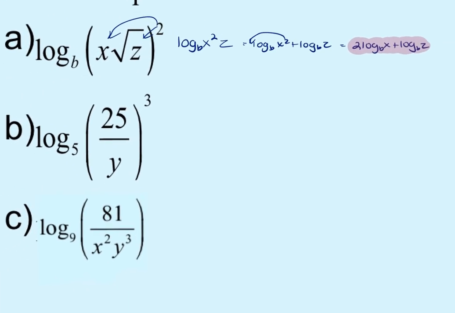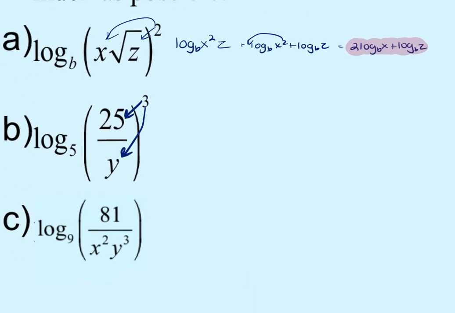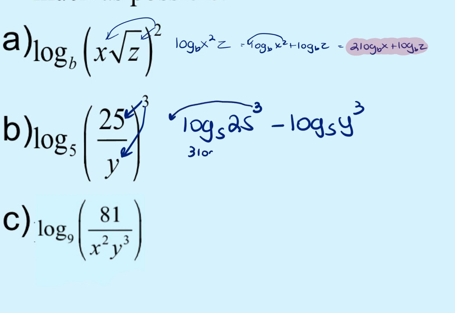All right, B, again, these both get the exponent of 3. So this is log base 5 of 25 to the third minus log base 5 of y to the third. Well, there are 2 different ways to do this. Log base 5 of 25 to the third, you can bring the 3 to the front: 3 log base 5 of 25. What's log base 5 of 25? It'd be 2. So that first term is 6. Minus, the 3 has to come to the front here: 3 log base 5 of y.